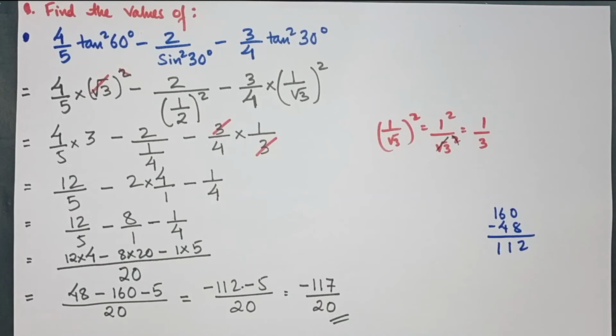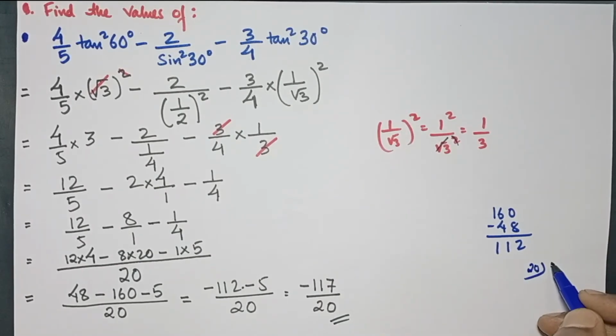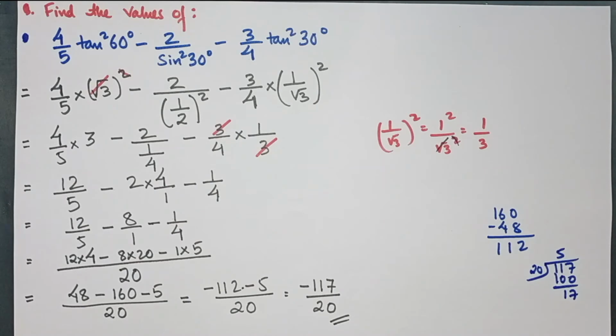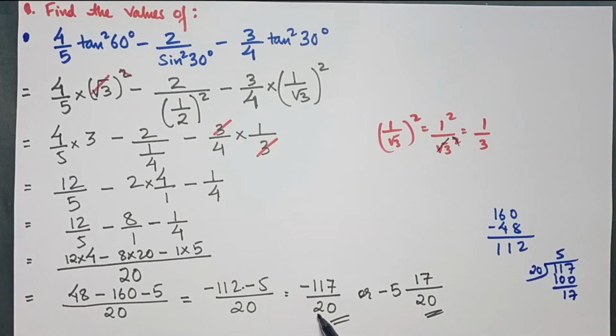And you can change this into a mixed fraction also. So how can you change it into a mixed fraction? You know that 117 divided by 20: 25 is 100, so the remainder is 17. So this I can write, or you can leave the answer here also. Since it's minus, so minus 5, and the remainder is 17 upon 20. Okay, so you can write it like this also. Hope you are clear with this. Now let's solve another question.